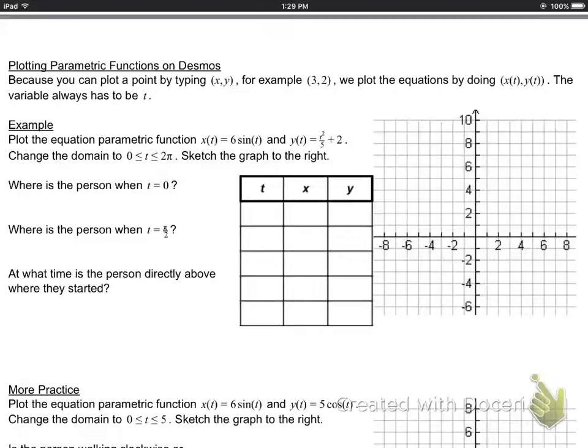So, yeah, let's try another one. Here, this gets a little more complex. I'm going to have you guys plot this into Desmos and show you how to do that.